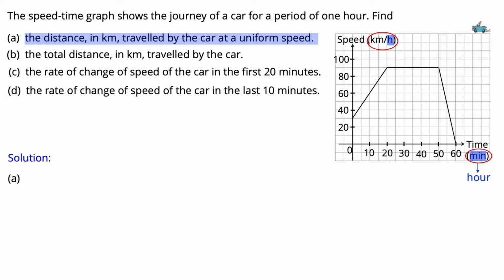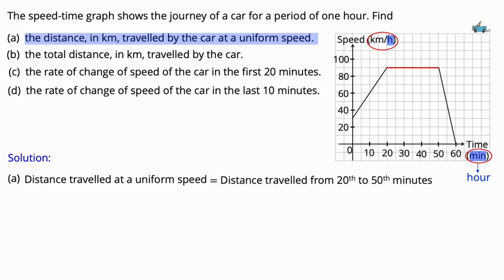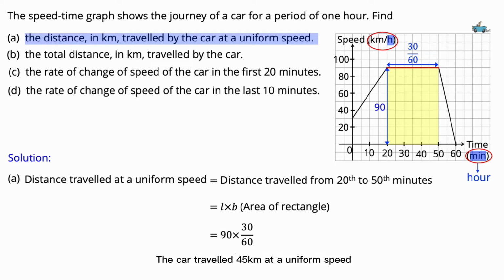In a speed time graph, the distance traveled is always the area under the graph. The distance traveled at a uniform speed is the distance traveled along the flat line from 20 to 50 minutes, which forms a rectangle in shape. Area of rectangle equals length times breadth. With the length of 90 and breadth of 30 minutes, convert 30 minutes to hours: 30 divided by 60. The area of the rectangle equals 90 times 30 over 60 equals 45. The car travels 45 kilometers at a uniform speed.